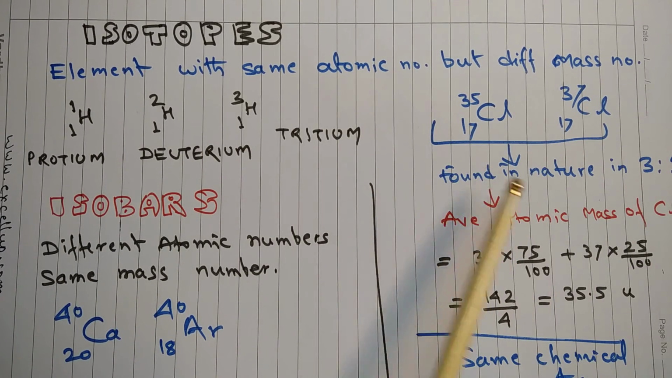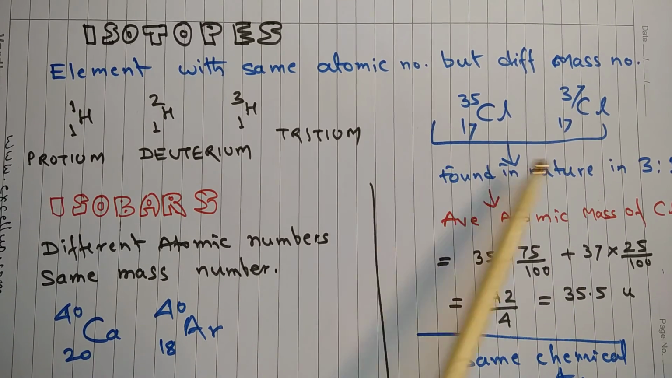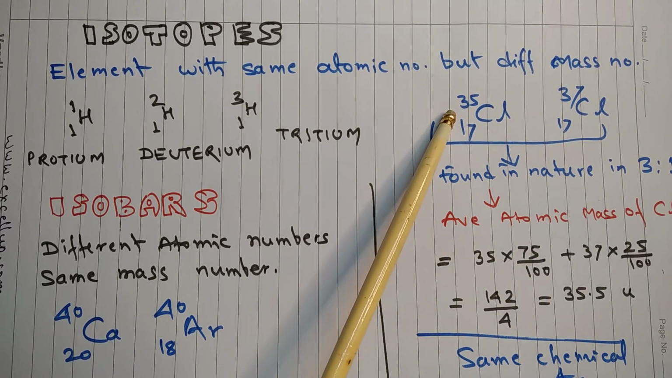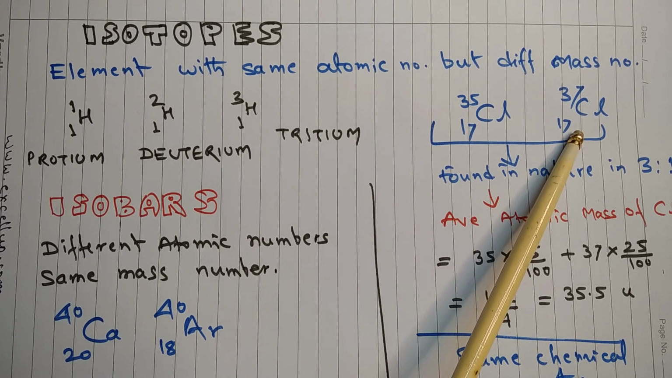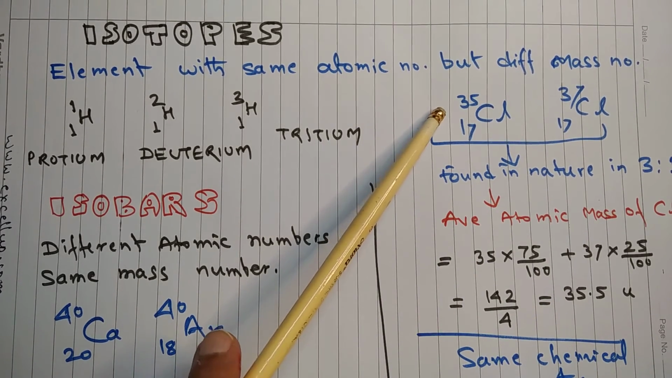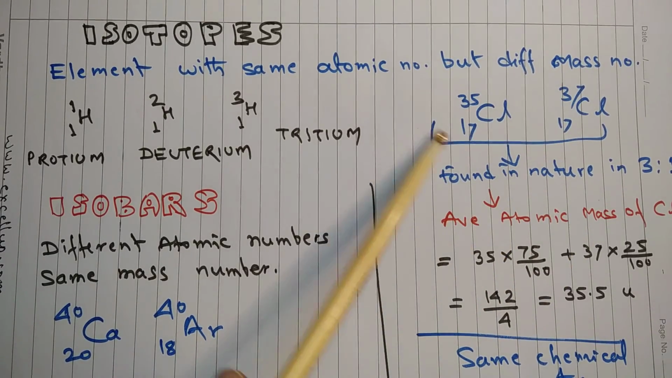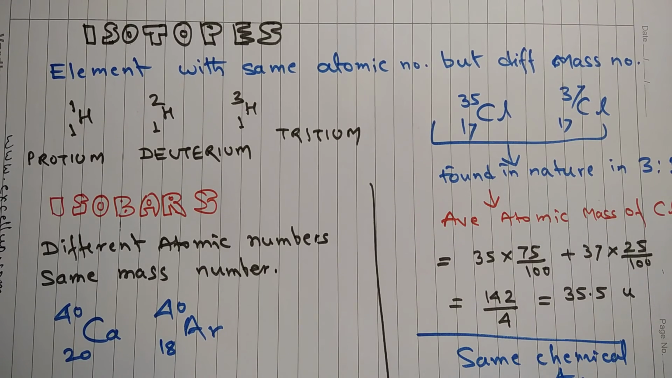These are isotopes of chlorine. Atomic number for both the isotopes is 17, mass number of this isotope is 35, and mass number of this isotope is 37. So what is the significance of isotopes? In fact, different isotopes are found in different ratios in nature. In case of chlorine, the isotope with 35 mass number and that with 37 mass number are in the ratio of 3:1 in nature.